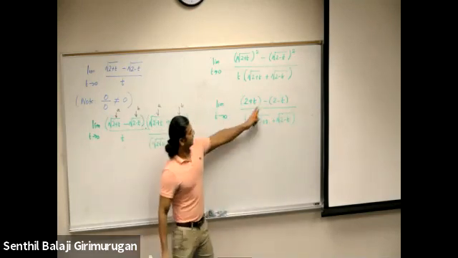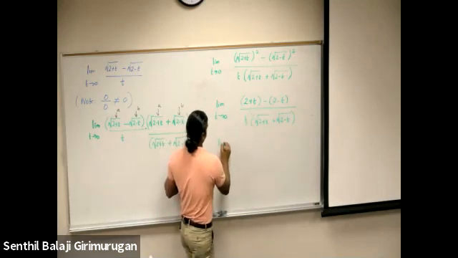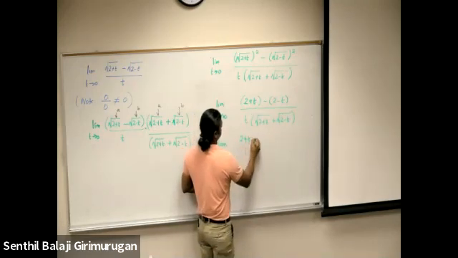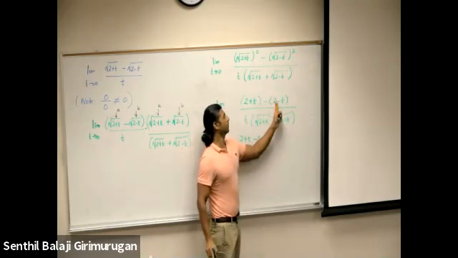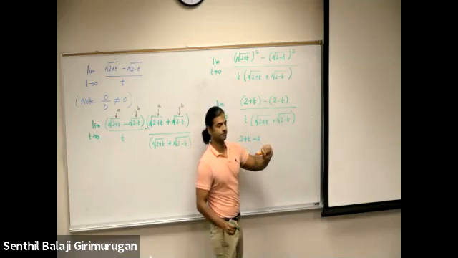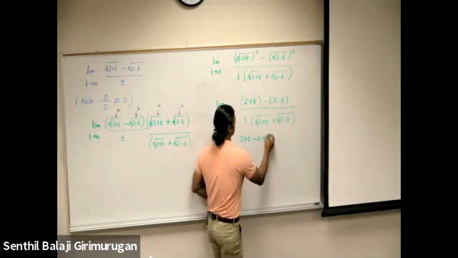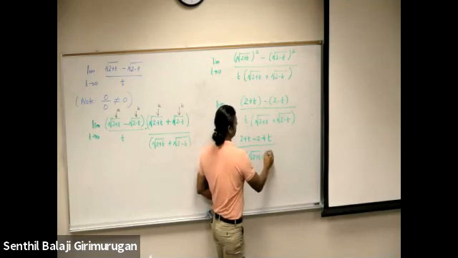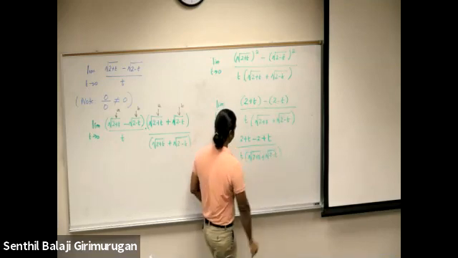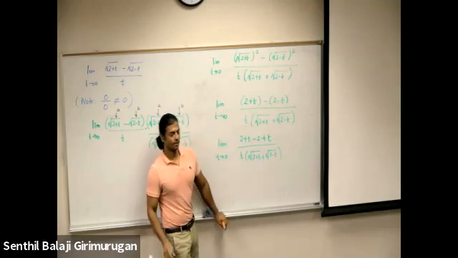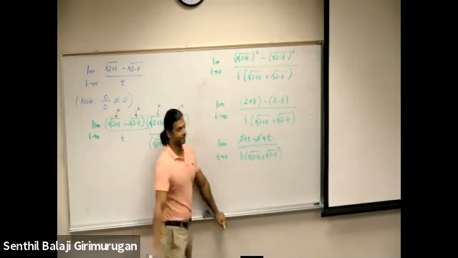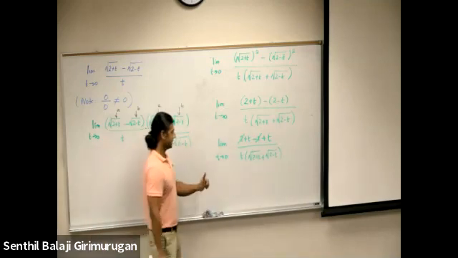Good. Distribute that negative. 2 plus t minus 2, minus of minus t is plus t, divided by the square root of 2 plus t plus the square root of 2 minus t. Good. So 2 and minus 2 will get cancelled. t plus t is 2t.